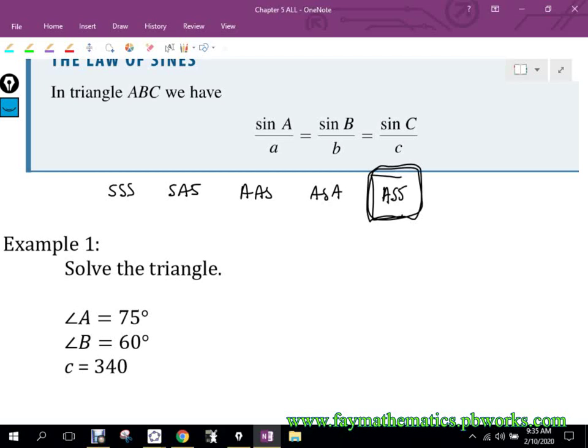When they give me an angle, side, side situation, it's probably about twice as much work, if not more, than when they give me angle, angle, side. Does that make sense? Okay.